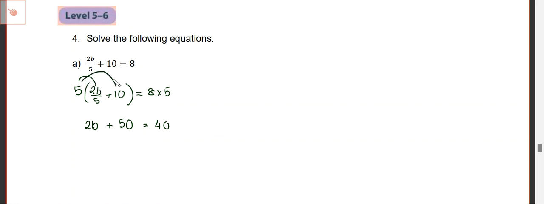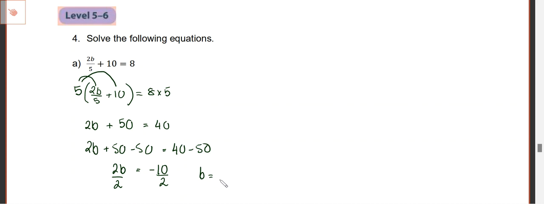And 5 times the 10. Good. Next thing, so plus 50, you subtract 50 from both sides. So plus 50, subtract 50 from both sides. That leaves you 2b equals negative 10. So then you divide by 2. And we get b equals negative 5.